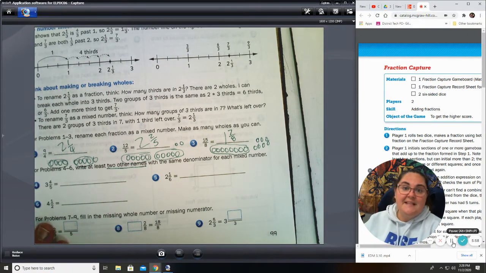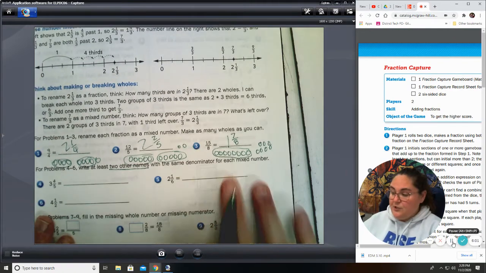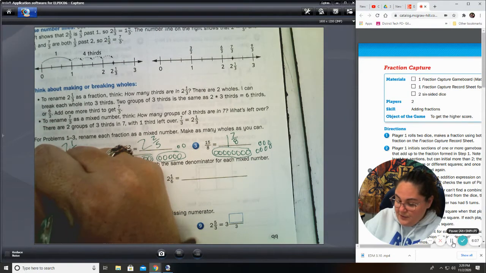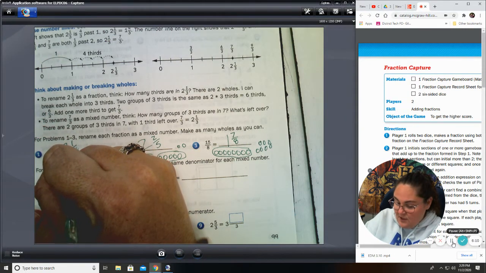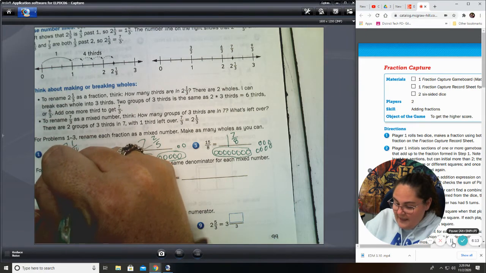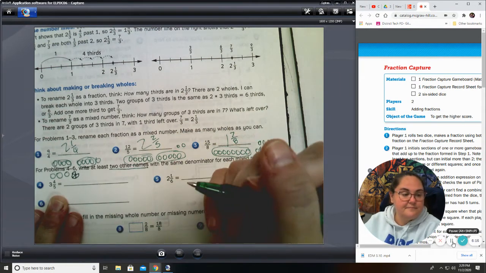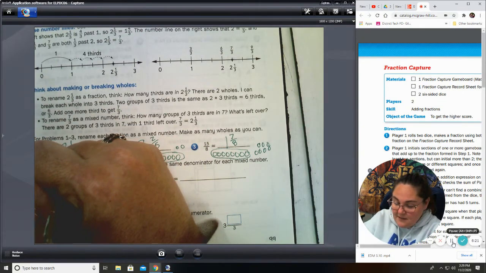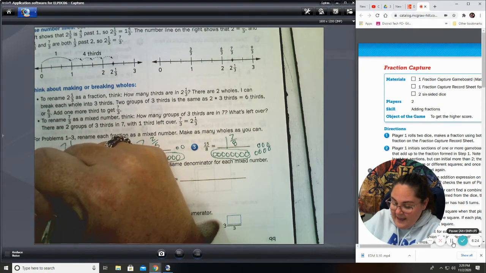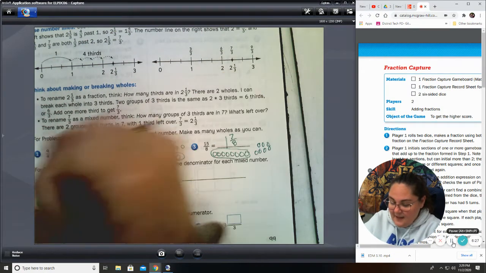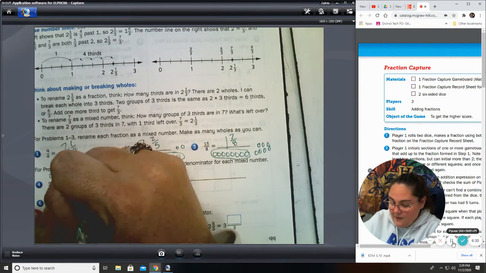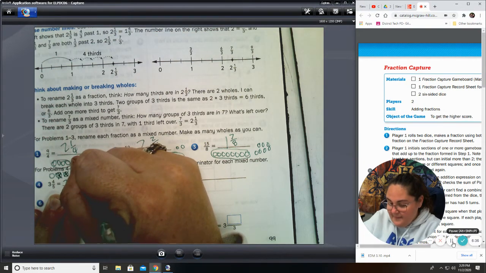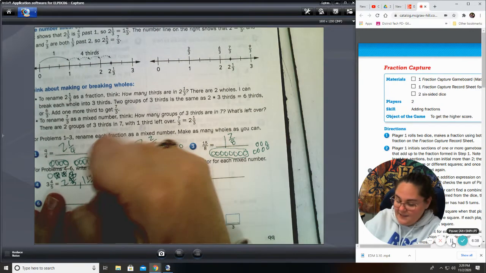Numbers 4 through 6 say write at least 2 other names with the same denominator. This is where you can draw your picture. I'm going to do pictures for them. So 1, 2, 3, and 4/5. So it's about like this. All right, 3 and 4/5. I'm going to break this one up into fifths. Now I have 2 and 9/5. I'm going to break this one up. 1, 9, 10, 11, 12, 13, 14. 1 and 14/5. And you can break it up again.